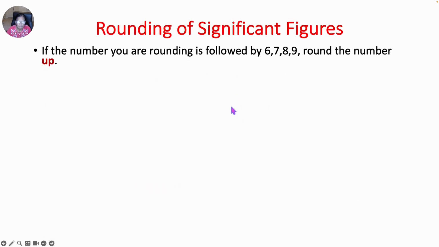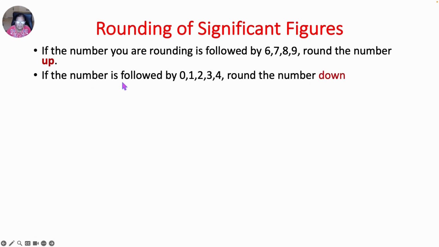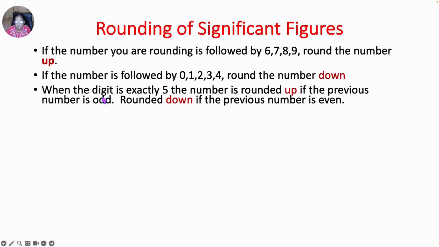Rounding of significant figures. If the digit following the number you are rounding is 6, 7, 8, or 9, that is greater than 5, so round the number up by 1. If it is followed by 0, 1, 2, 3, or 4, round the number down. When the digit is exactly 5, the number is rounded up by 1 if the previous number is odd, and rounded down if the previous number is even.